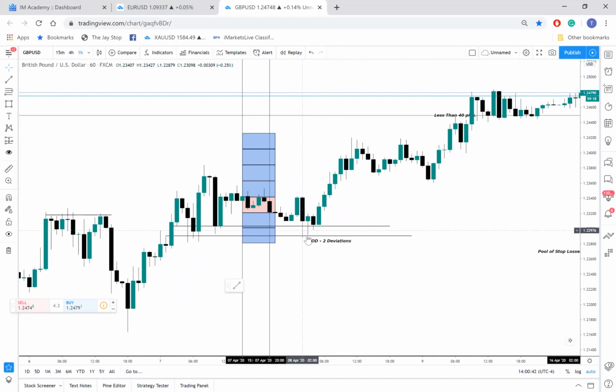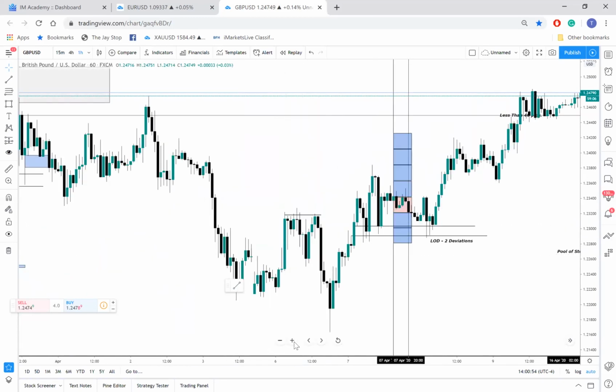Right here, you'll be buying down here, 2 a.m., 3 a.m., 4 a.m. That would be your ideal buying scenario, and then going bullish for 40, 50 pips, right? 100 pips.